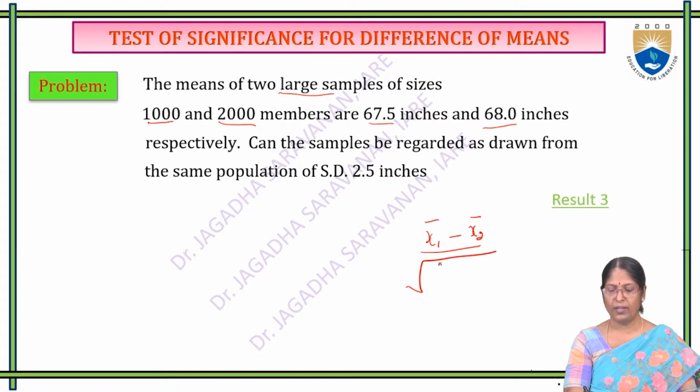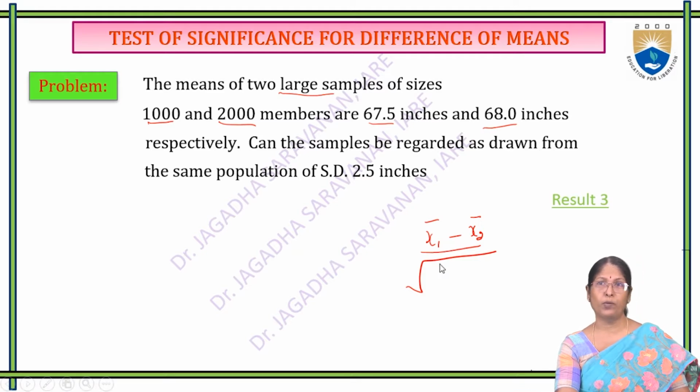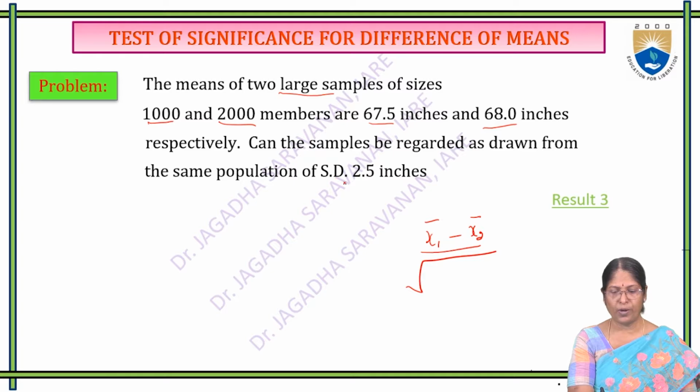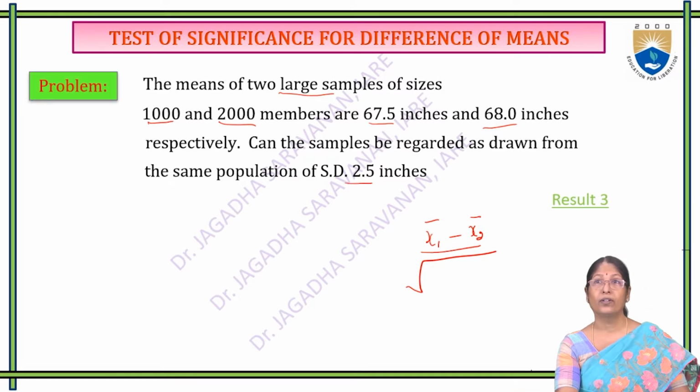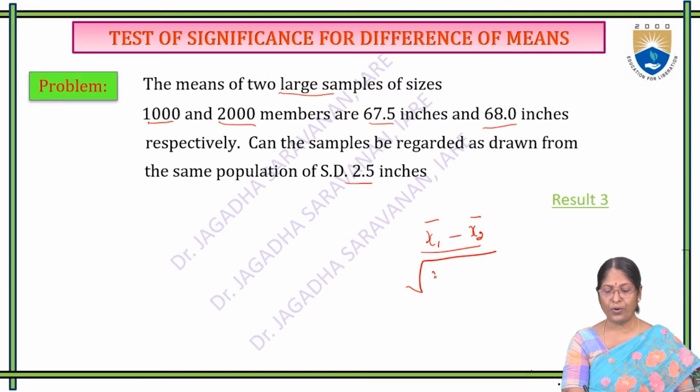Whereas here, S1 square or sigma 1 square, two possibilities. Here the two samples are coming from the same population. So here we have to take sigma 1 square. If you are taking this as sigma 1 square, what about sigma 2 square? Because this is the test statistic we have.